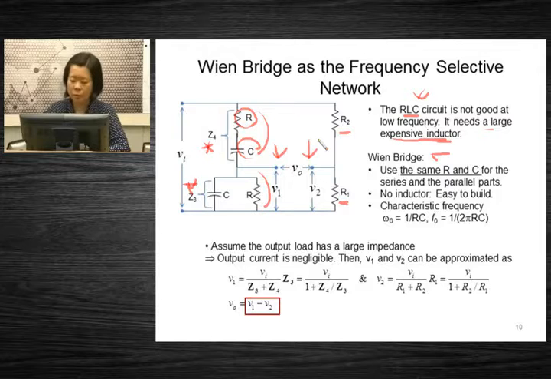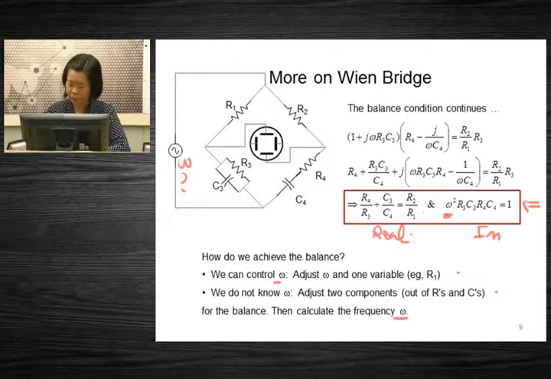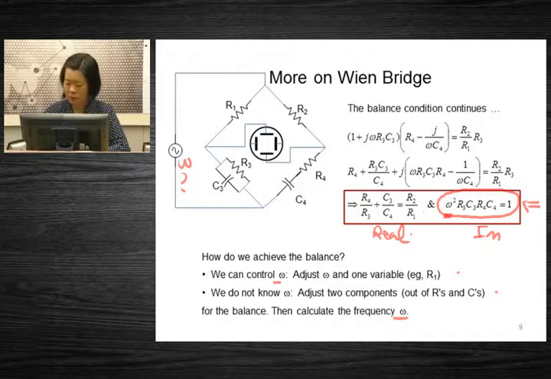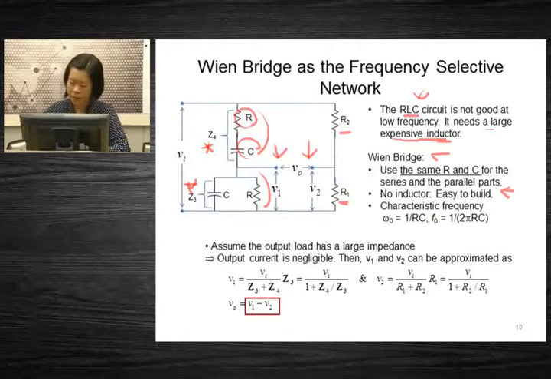This circuit has no inductor, so it is easy to build. And the characteristic frequency is the same as before, using this equation. This is when what happens at the balance. So we use these relationships for balance.